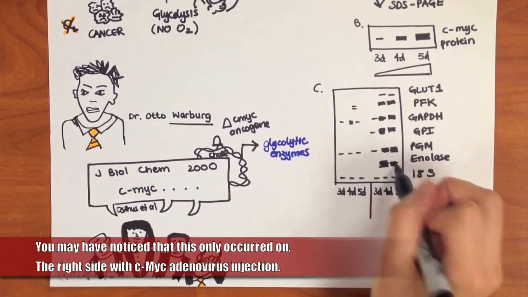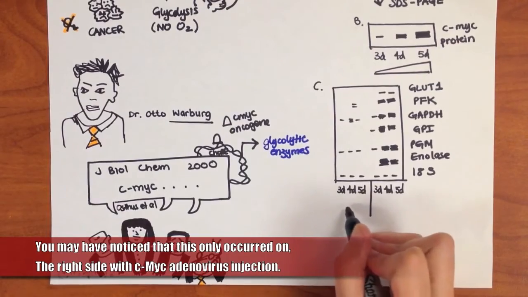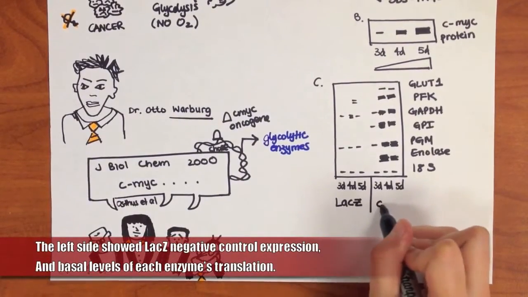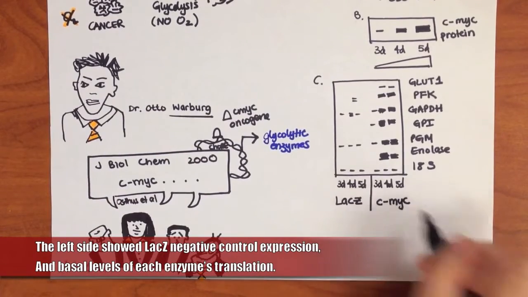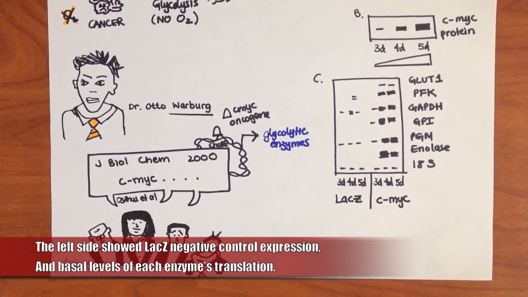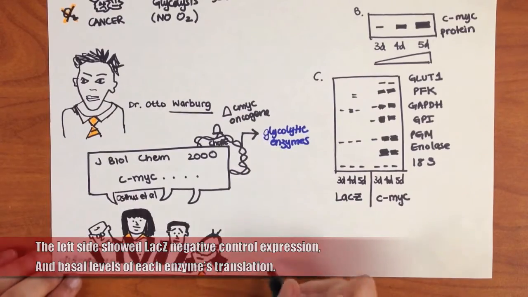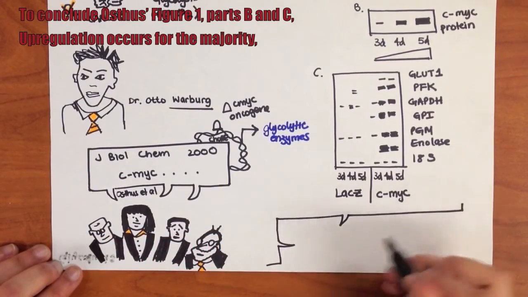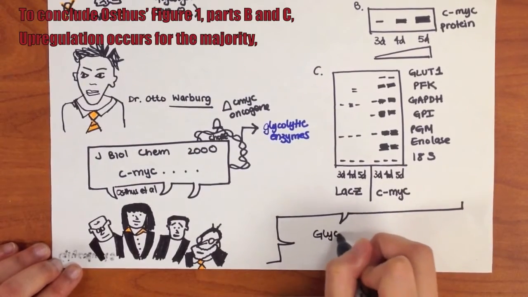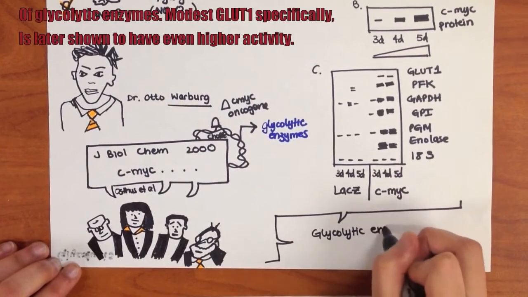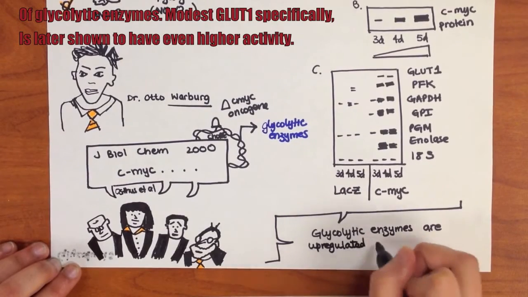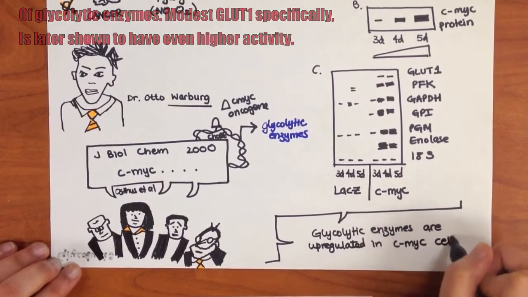You may have noticed that this only occurred on the right side with c-Myc adenovirus injection. The left side showed LacZ negative control expression and basal levels of each enzyme's translation. To conclude Osthus Figure 1, Parts B and C, upregulation occurs for the majority of glycolytic enzymes. Modest GLUT1 specifically is later shown to have even higher activity.